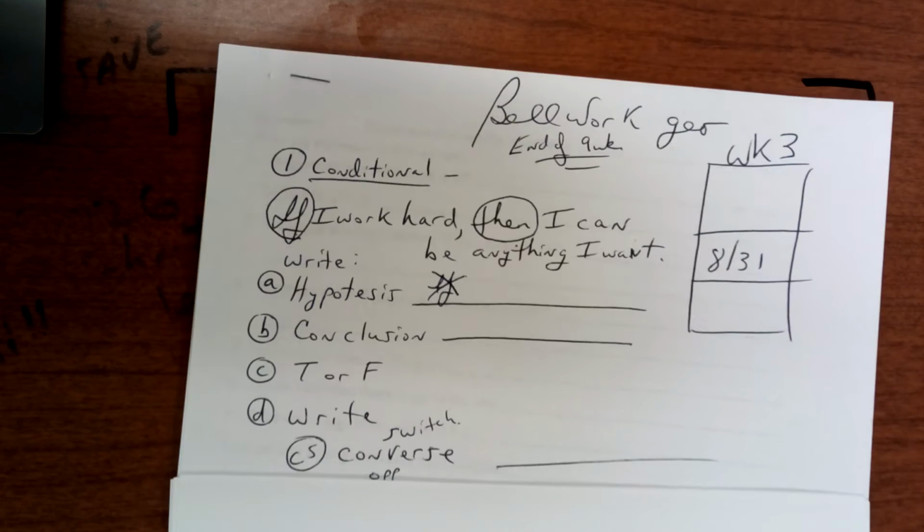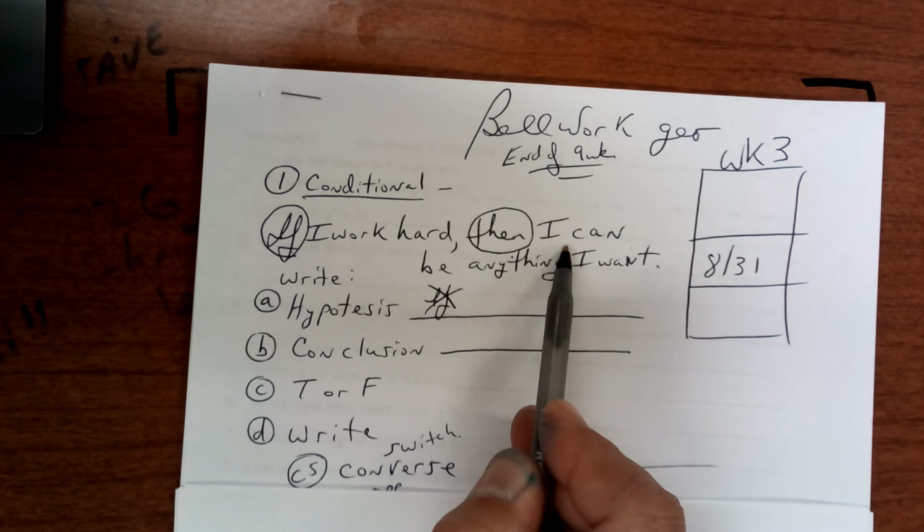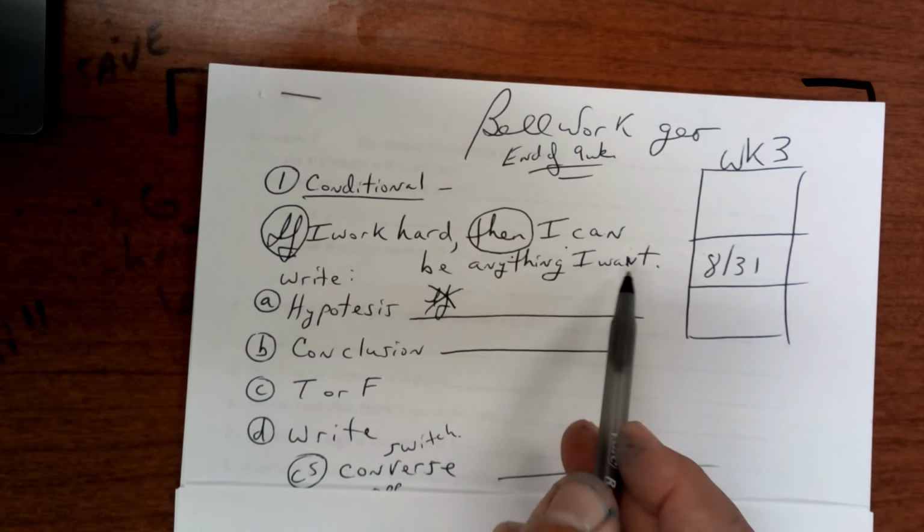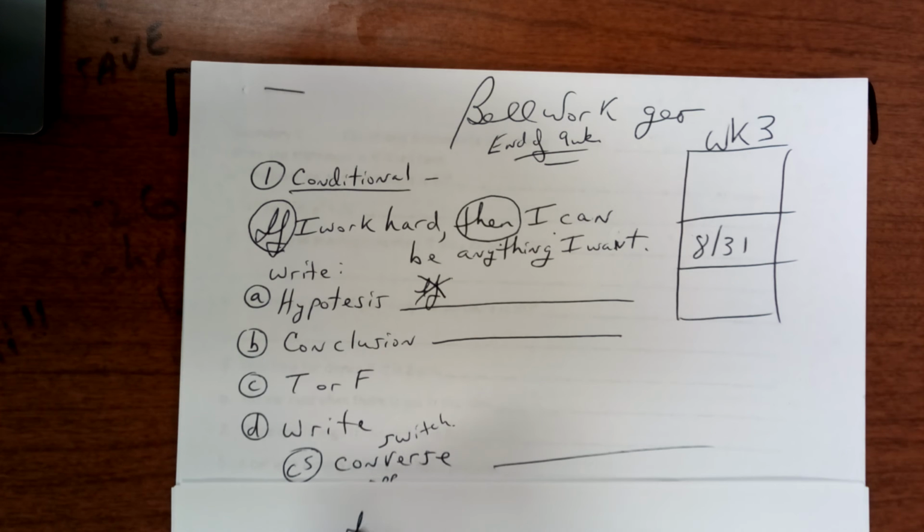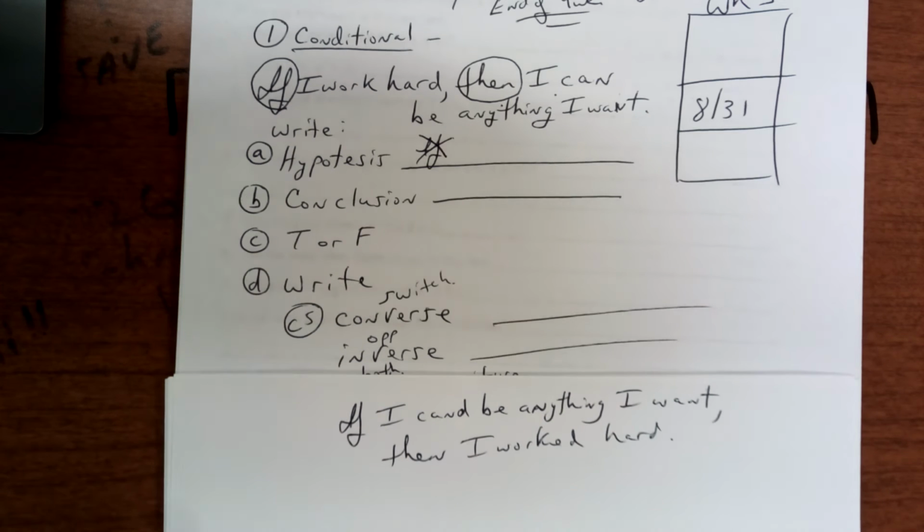Converse, you have to switch them. So you're going to say, if I can be anything I want, then I worked hard. Okay? So there's that one. That's your converse. The inverse is the opposite, so you don't switch.